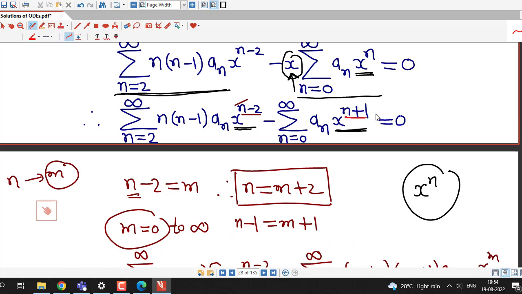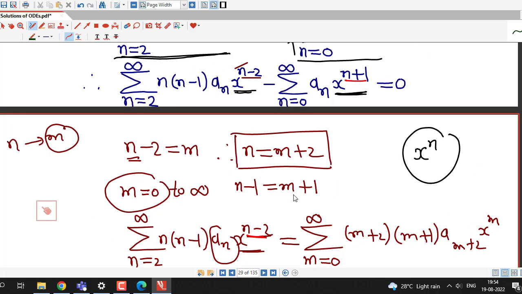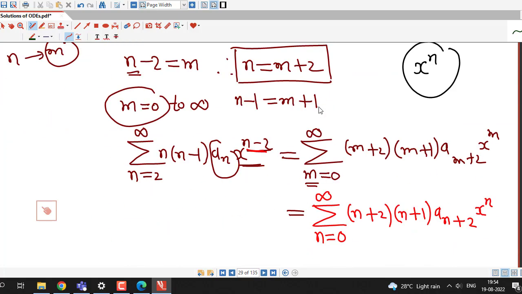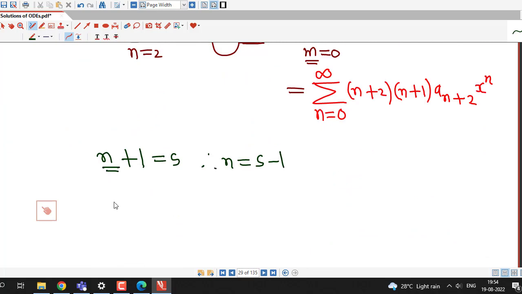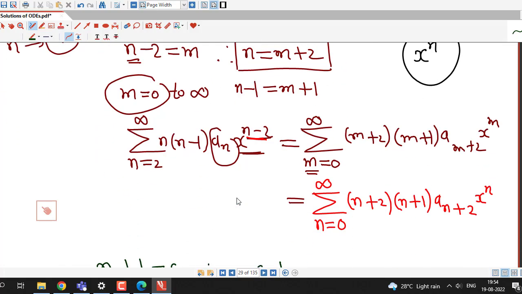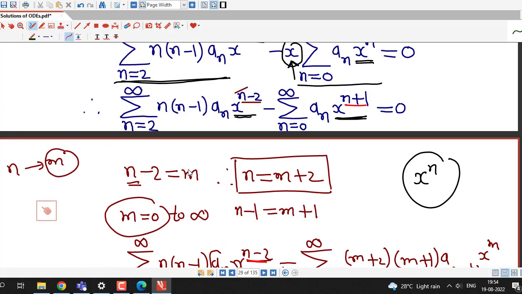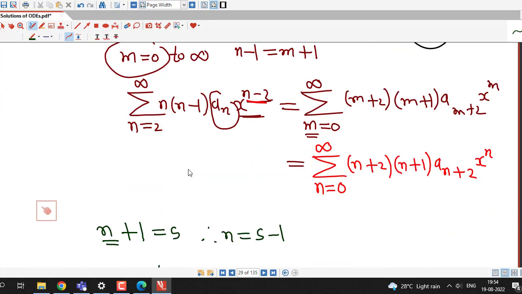Here also we will take n plus 1 equal to some another index. Suppose I consider n plus 1 equal to say s. Therefore n equal to s minus 1, and n is starting from 0. So if I take n equal to 0, s will start from 1. So s is from 1 to infinity. n plus 1 is replaced by s, and n is replaced by s minus 1.